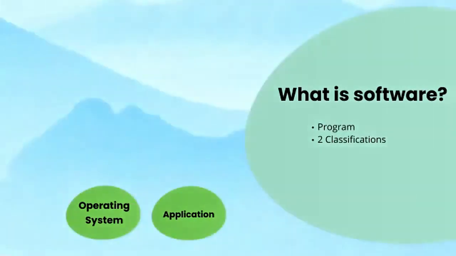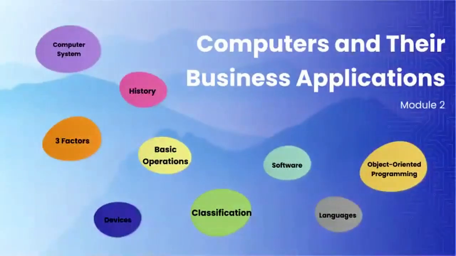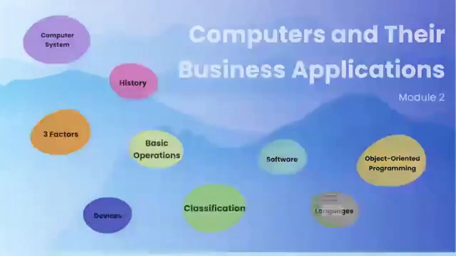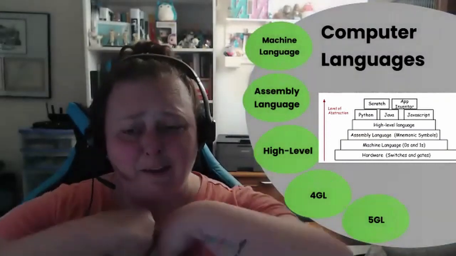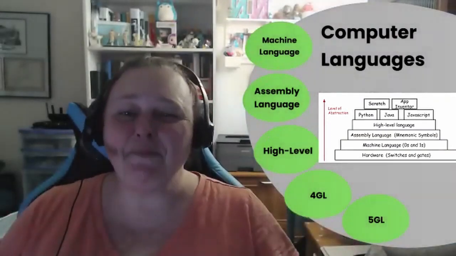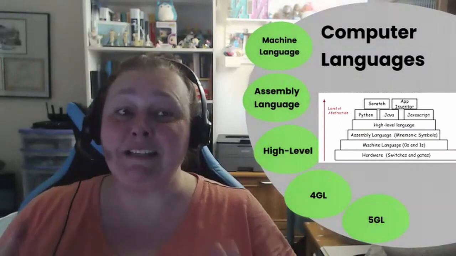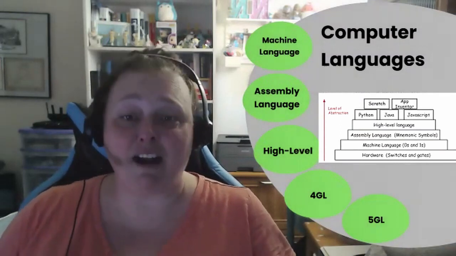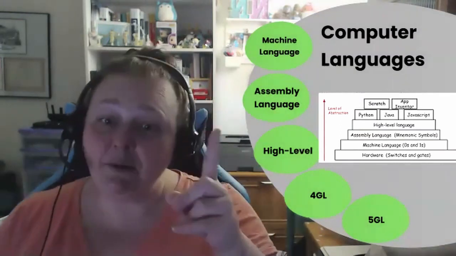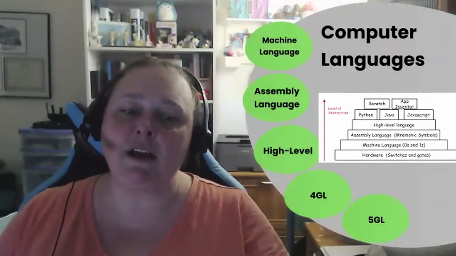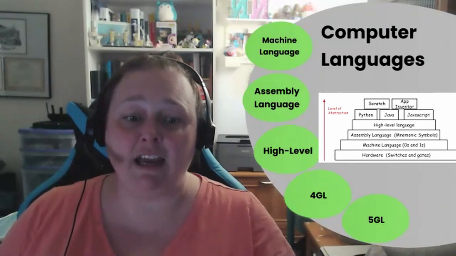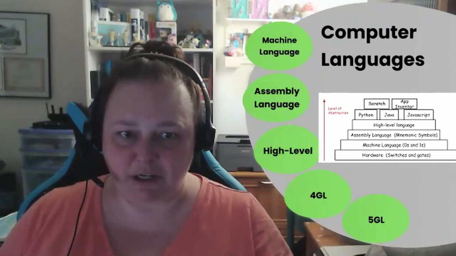Let's go ahead and head back to our main screen. We've got two more topics to cover. Let's go ahead and jump into computer languages. This is one of my favorites. I love my computer languages. We're going to look at different types of languages that are out there. We have things like machine language, assembly language, high level. Then we have a 4G, a fourth generation, and a fifth generation language.